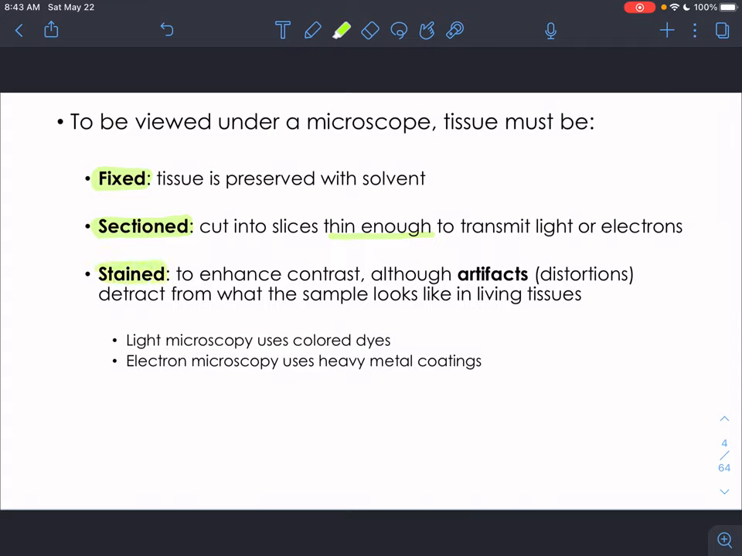And then finally, it has to be stained. Okay, so if you were to look at a plain section of skin with no staining, you wouldn't be able to see anything. We stain it with some dyes, if you will, to enhance the contrast of the tissue. Okay.